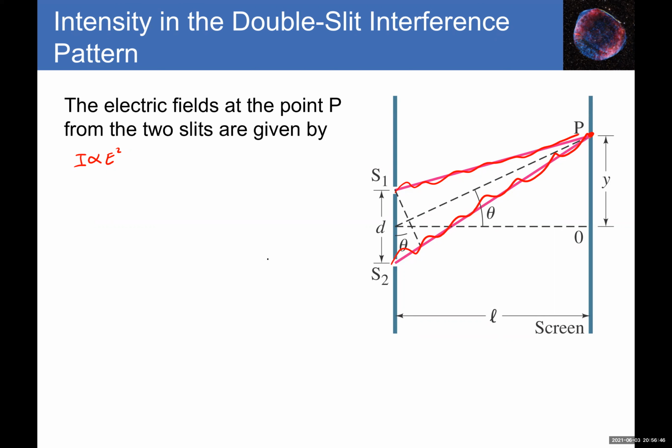That means we can write the electric field E1 as E10 sine omega t, where E10 is the amplitude of this electric field and omega is the angular frequency. Then E2 is equal to E20 sine of omega t plus delta, where delta is the phase difference.